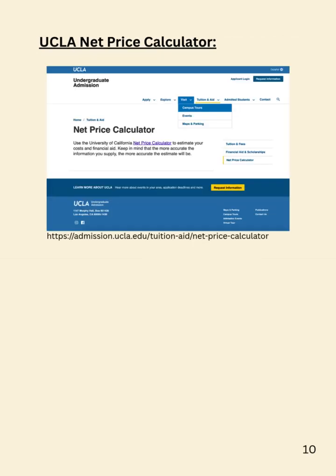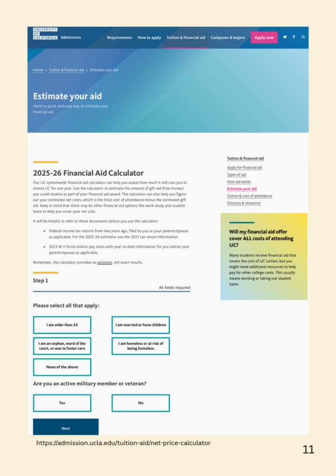Again, every college has one. This is an example of UCLA's net price calculator, and this is what it will look like. And the type of information that is usually asked to give you an estimate of how much it would be to attend UCLA. So just be mindful of the tools that are available for you, the information that's available to you when you are doing research for your college, when you're creating your college list.